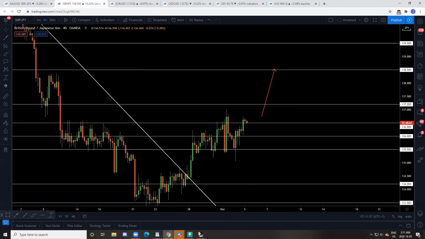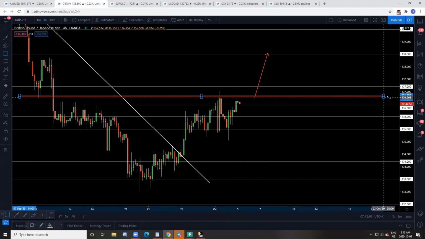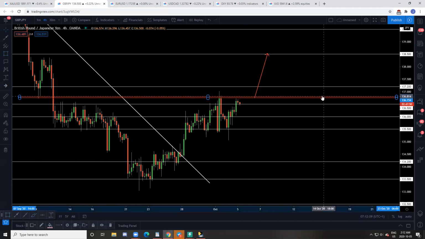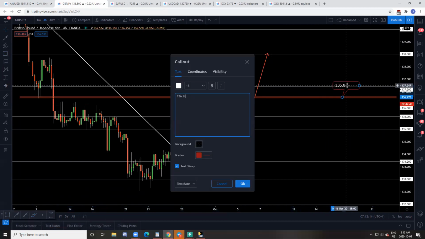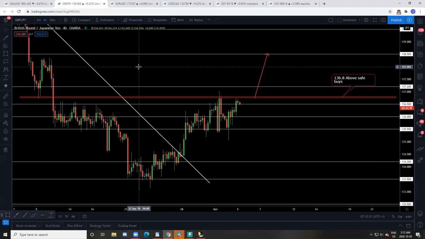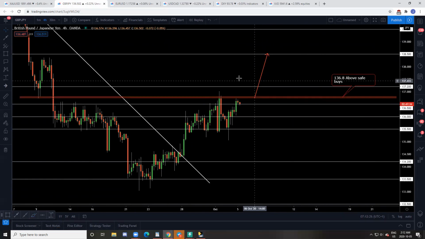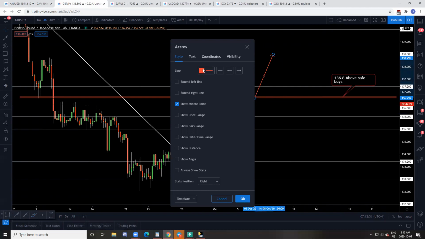So let's just start to zoom in here. So if we have a pullback, an intraday candle close above 136.8 psychological price level, then I could see those buys up to 137.2 where we'd have to watch the reaction, and 138.5.